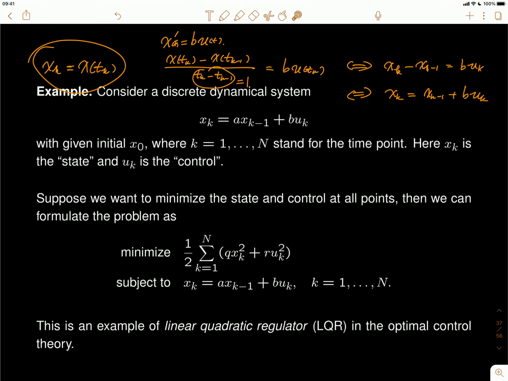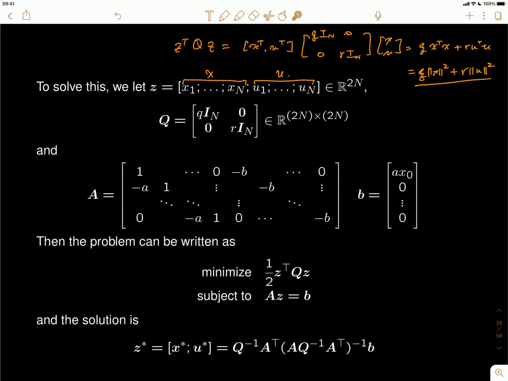Q times x squared. You move this q outside, which is the sum of x squared, which is the squared norm of x. So it's the squared norm of x and the squared norm of u, and then they're weighted by the q and r. So that's our objective function.